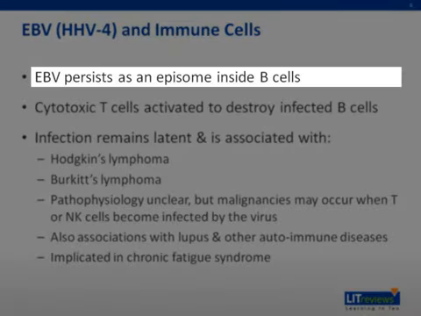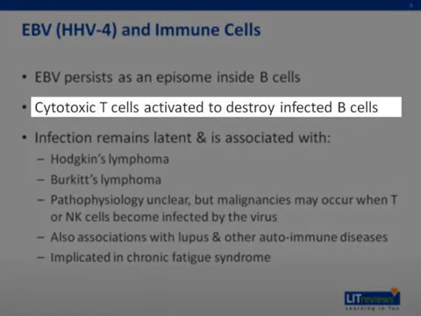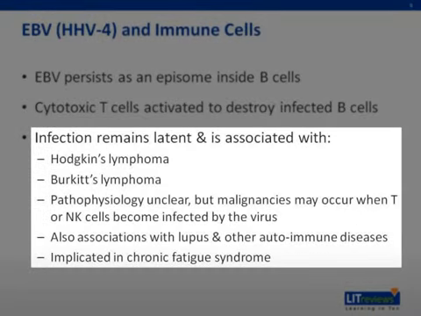EBV, also known as human herpes virus 4, persists as an episome inside B cells, so it's a collection of DNA inside the B cells. Cytotoxic T cells can recognize the infected B cell and activate in an attempt to destroy them. However, rarely are they able to do so, and so the infection remains latent inside the B cell. And the presence of this DNA inside B cells makes the patient susceptible to diseases down the road, including lymphoma of the Hodgkin's or Burkitt's type, other malignancies of T or NK cells when they become infected, as well as autoimmune diseases and chronic fatigue syndrome, all of which have been associated with EBV infections.